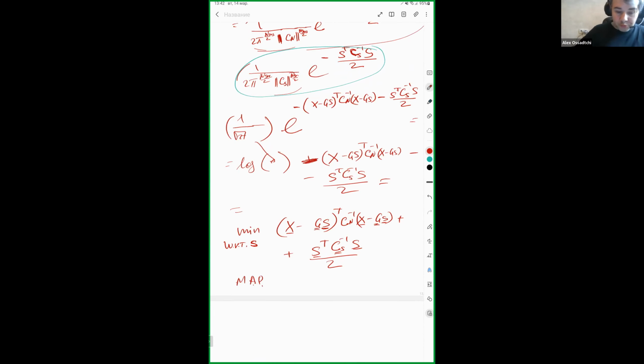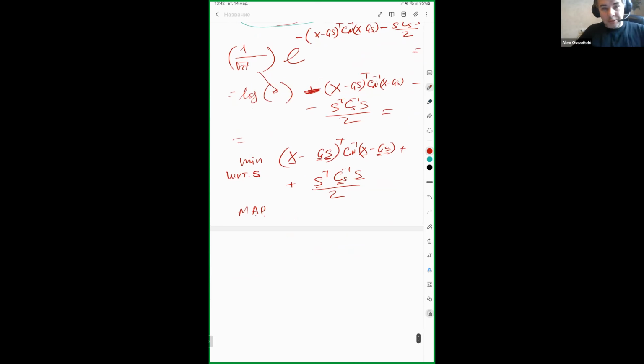Very simple. This is just a quadratic equation, right? It's quadratic with respect to s. Well, s is a vector, but who cares? Come on, we already dealt with vectors, right? So now I have my notes here. Okay. One other thing, very important.